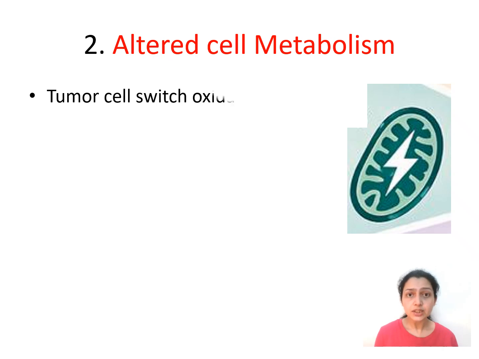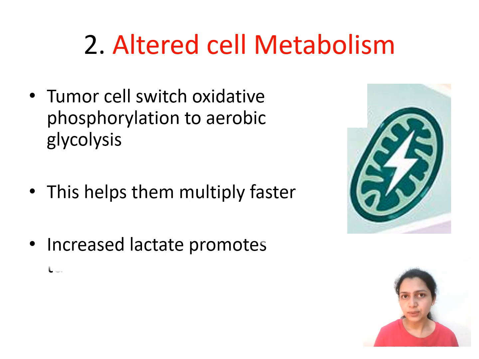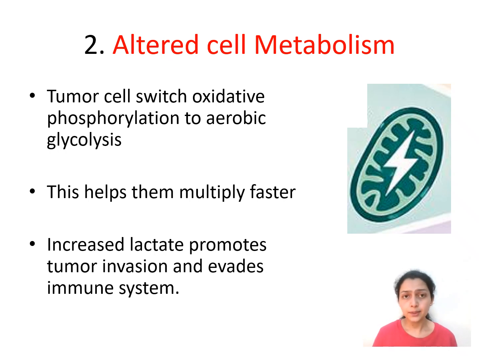The second change is altered cell metabolism. What does this mean? Normally, we get energy by oxidative phosphorylation. But how do tumors get it? They make a switch, they change it to aerobic glycolysis. Now, the drawback is they may produce less ATP, but they will get this ATP much faster. And secondly, it will also increase the lactic acid production, which will make the environment acidic. This will help it to invade and metastasize faster and evade the immune system of the host.